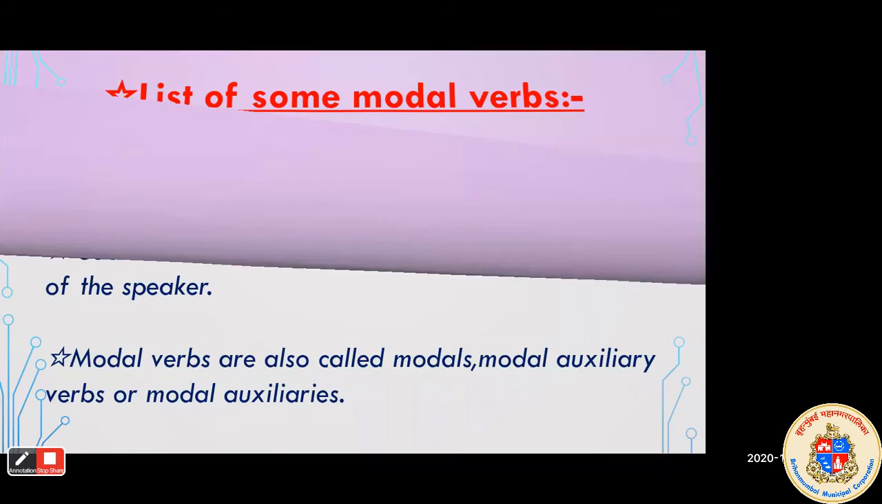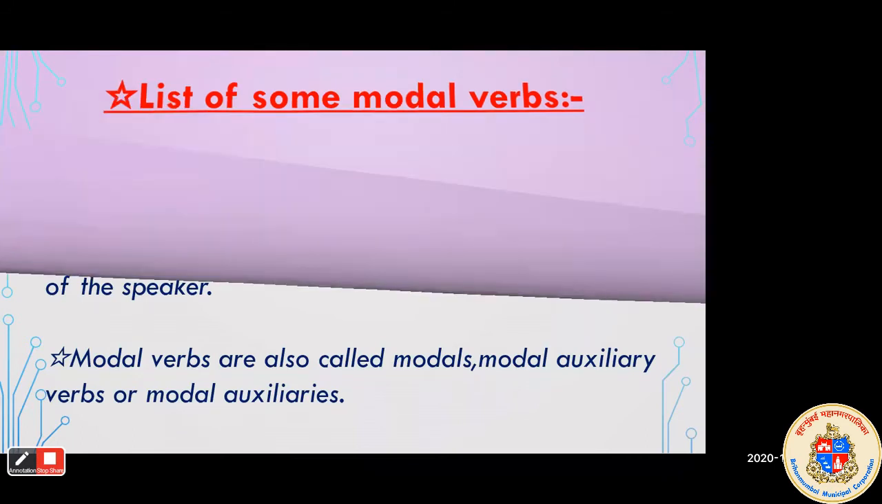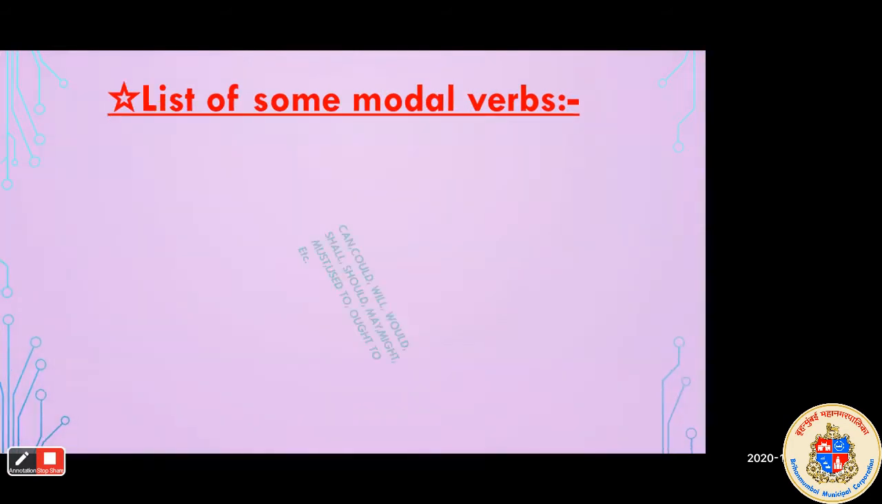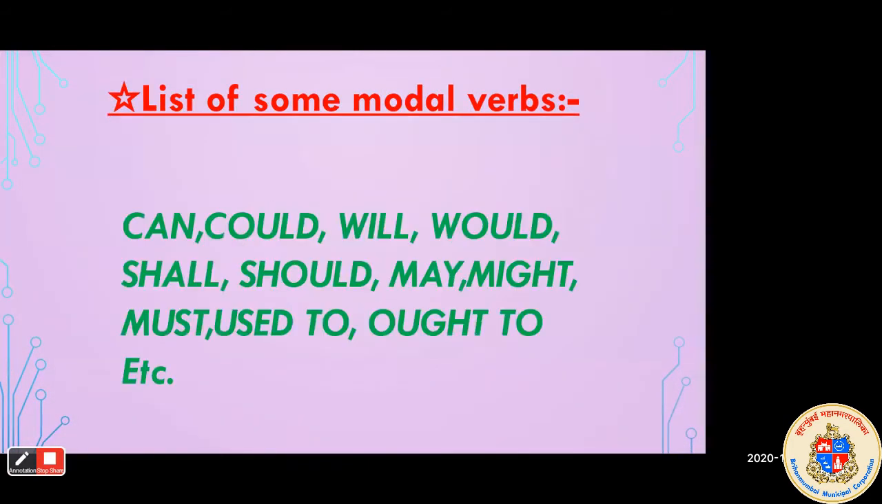Yes, the next point is the list of some modal verbs. So here you can see some modal verbs that are given in your textbook. We are going to deal with these only. This is a very vast topic. We are going to see these modal verbs today: can, could, will, would, shall, should, may, might, must, used to, ought to, dare to. All these are the modal verbs that we use commonly in sentences.